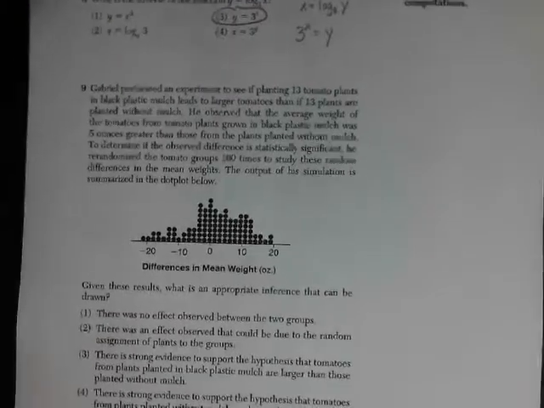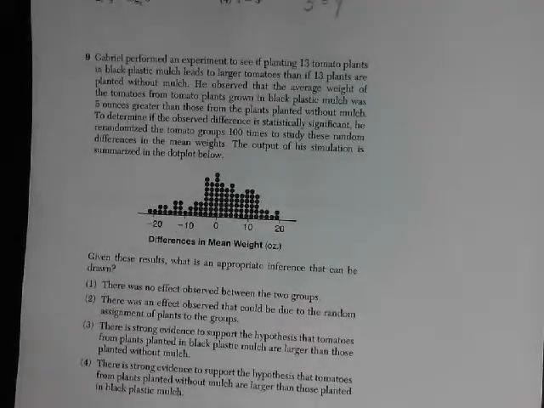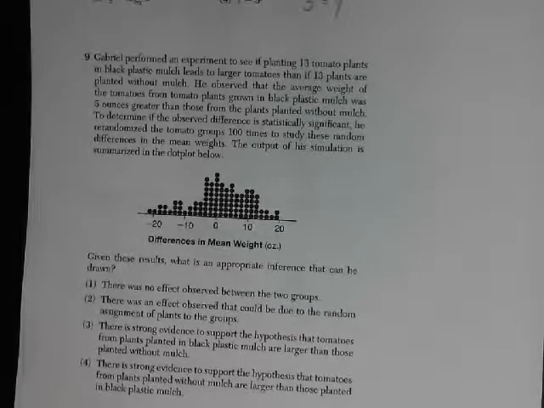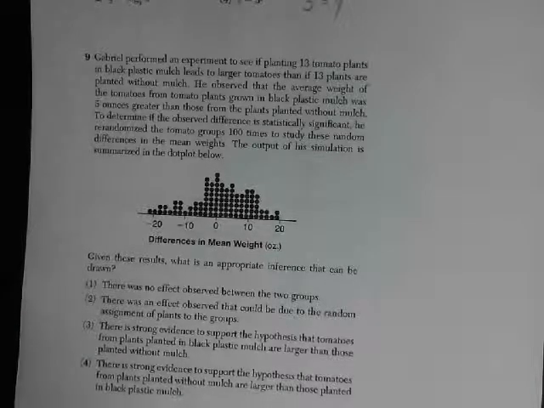Okay, a good old stats question. So this is going to be a bunch of reading. Gabriel performed an experiment to see if planting 13 tomato plants in black plastic mulch leads to larger tomatoes than if 13 plants are planted without mulch. So the question is with or without. He observed that the average weight of the tomatoes from tomato plants grown in the mulch was 5 ounces greater than those from the plants without the mulch. To determine if that observed difference is statistically significant, he re-randomized the tomato groups 100 times to study these random differences in the mean weights.